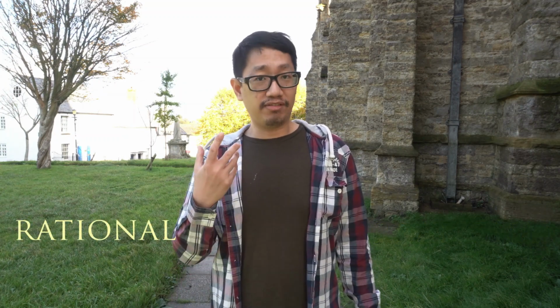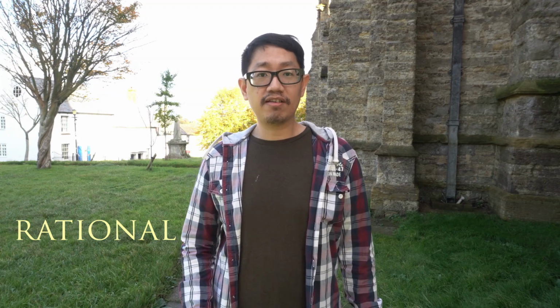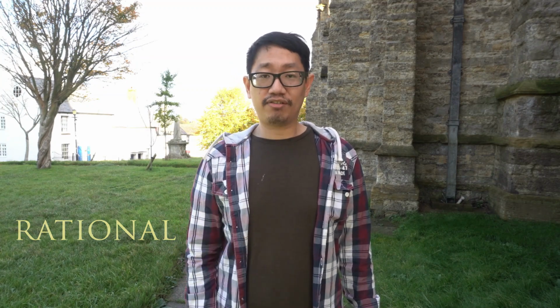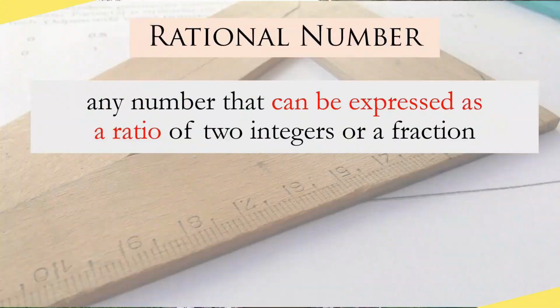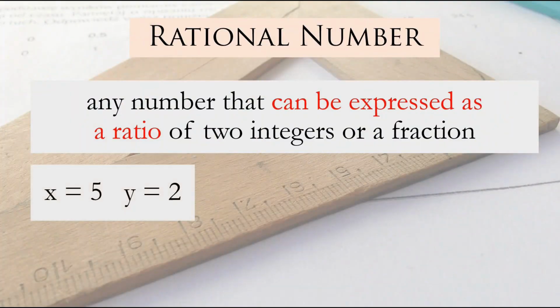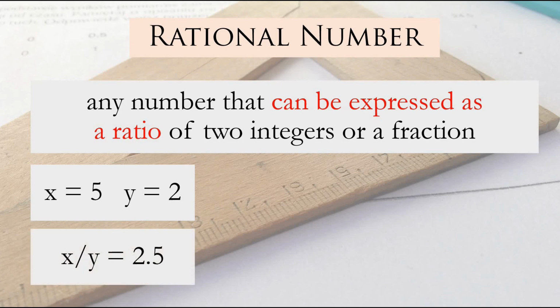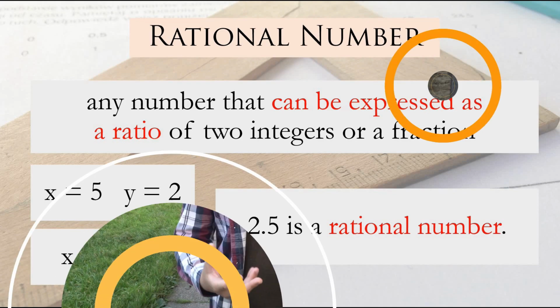A rational number is any number that can be expressed as a ratio of two integers, or as a fraction. Let's say that if x is equal to 5 and y is equal to 2, then x divided by y is 2.5. Then we can say that 2.5 is a rational number. Now that we've tackled rational numbers, let's move on to the irrational numbers.